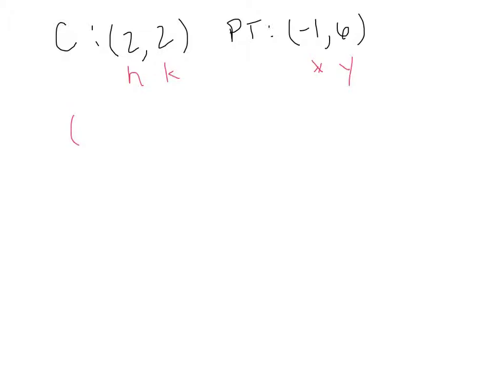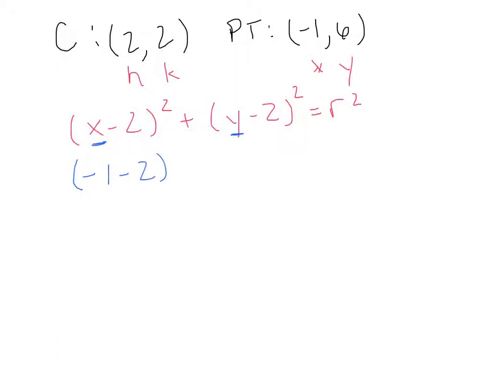The equation would be (x minus 2) squared plus (y minus 2) squared equals r squared. We don't know the radius right now. However, we do know an x and a y, and if we look at our equation, there's a place for x, there's a place for y. So let's plug in the values that we know are true for this circle. Now we have (-1 minus 2) squared plus (6 minus 2) squared.